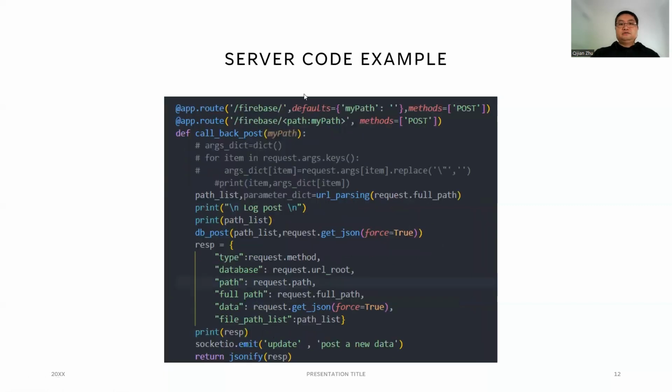And this is the server code example. Here is the route for the post. And in the callback function, we define the method to write the data to the database. And when it is done successfully, the server emits an update notification to all the clients to notify them to update in a real-time way.